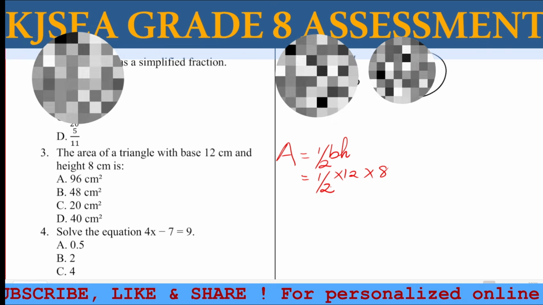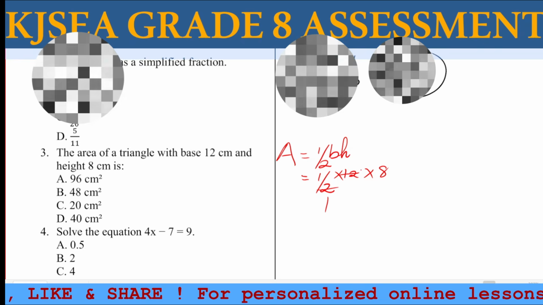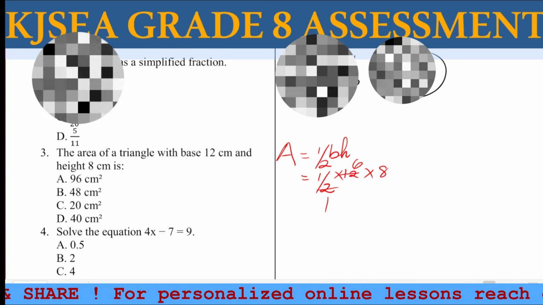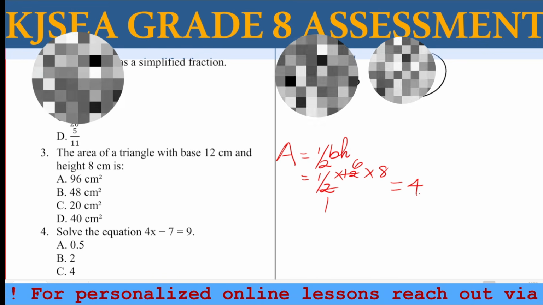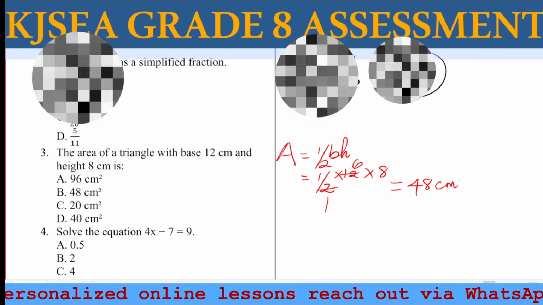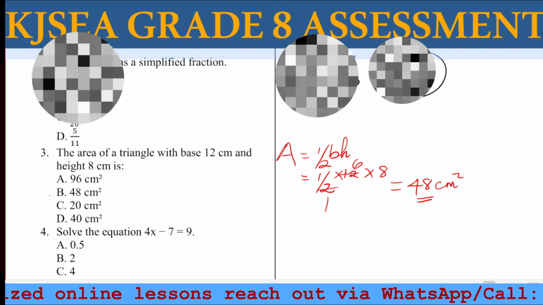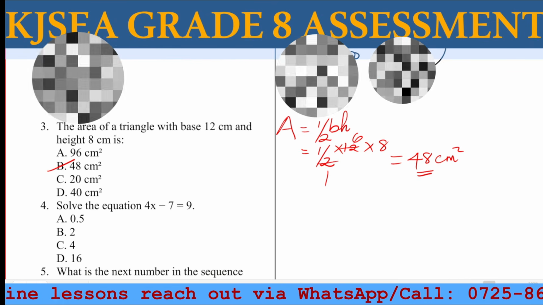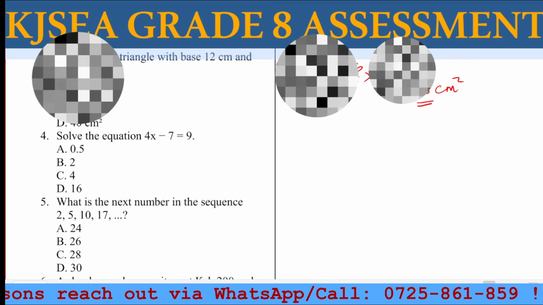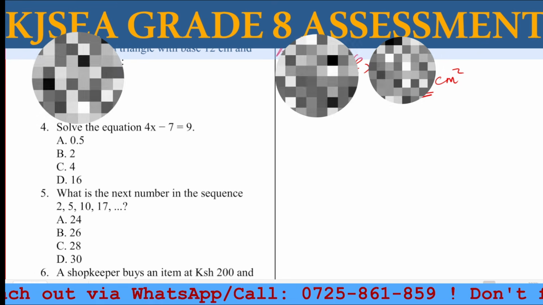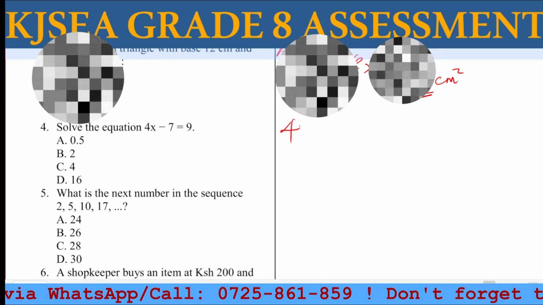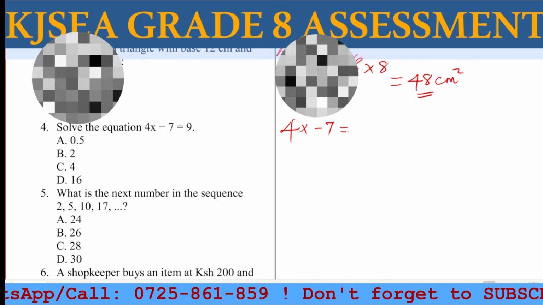Then you can simplify. 2 divided by 2, 1. 12 divided by 2, you get 6. 6 multiplied by 8, that will give 48 centimeters squared. That is B. Question 4. Solve the equation 4x subtract 7 is equal to 9.